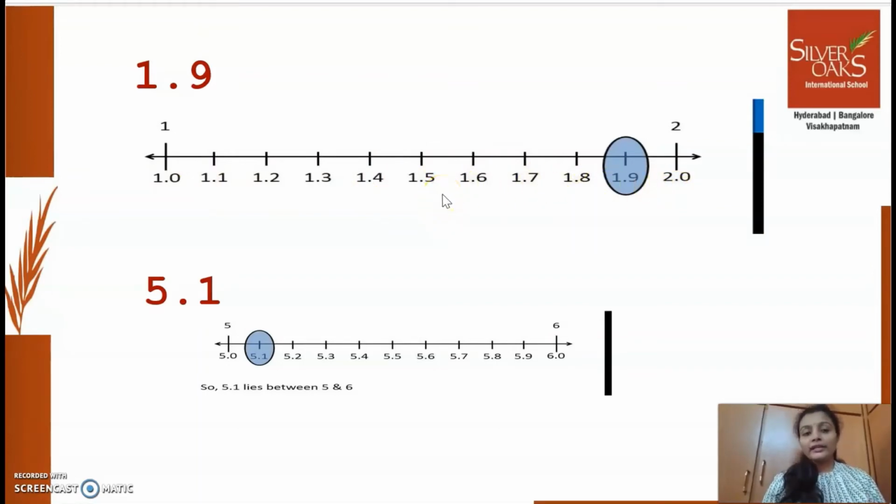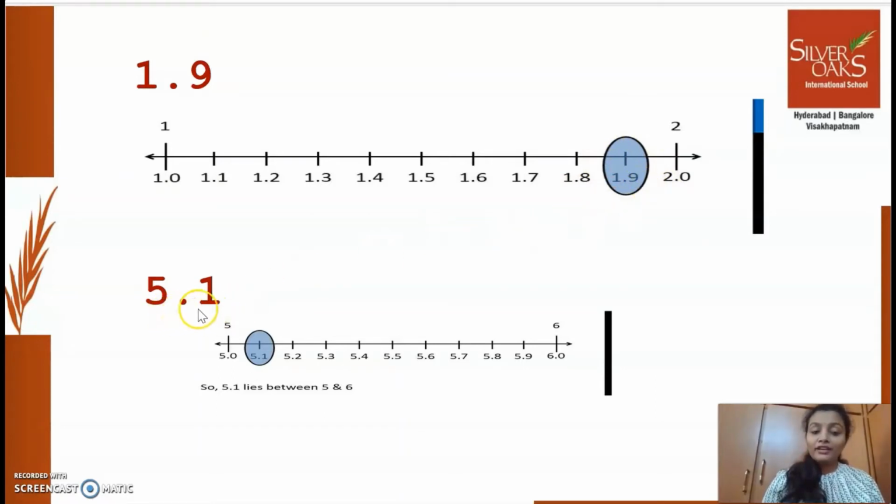So, usually you write cardinal numbers like 1, 2, 3, 4, and so on, right? But do you know that there are so many numbers in between two consecutive numbers? Now, here is 1 and this is 2. In between these two numbers, see how many numbers there are? 1.1, 1.2, 1.3, 1.4, 1.5, 1.6, 1.7, 1.8 and 1.9. So in between 1 and 2, these many numbers are there. And if I ask you to circle 1.9, you have to circle here.